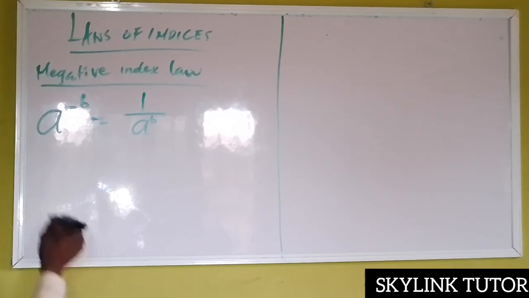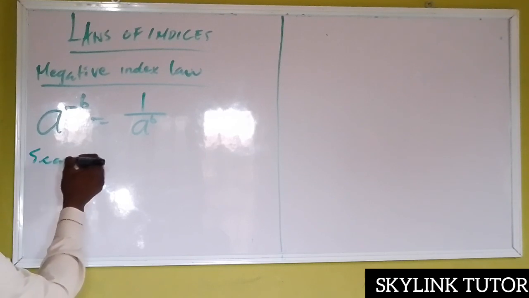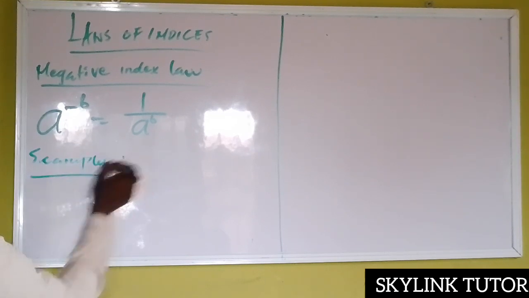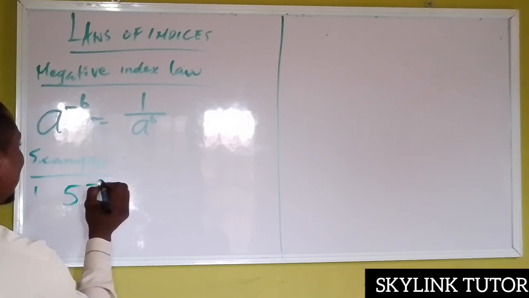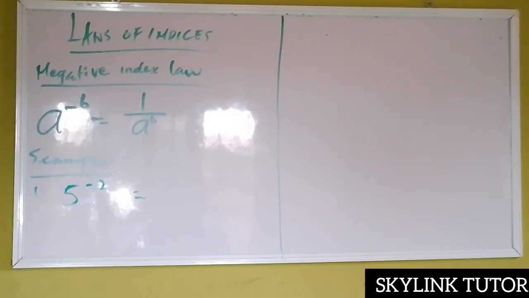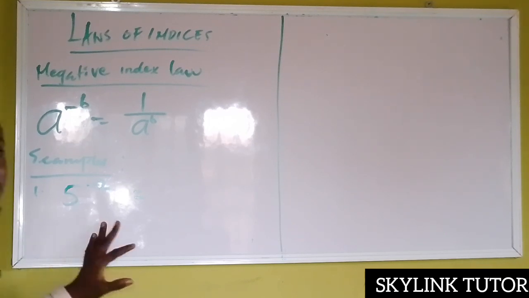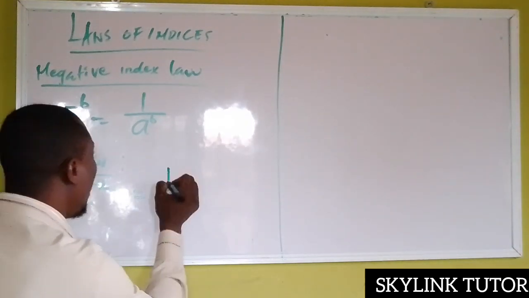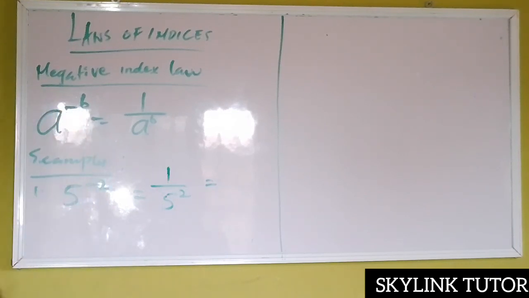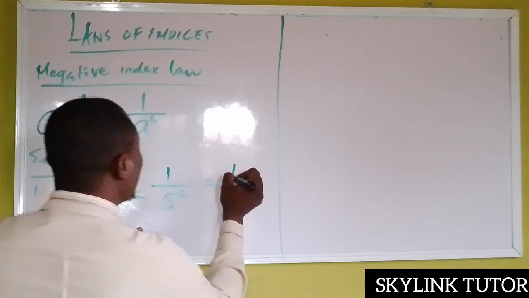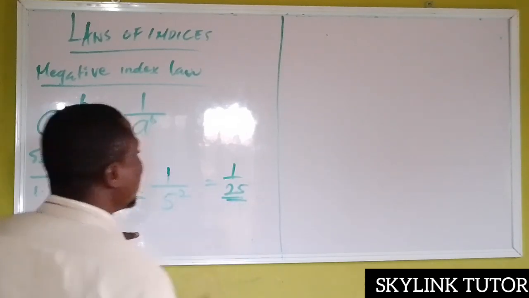If you look at it very well, let's take some examples. If I say 5 raised to power minus 2, what I'm telling you here is 1 all over 5 raised to power 2. Do you get? And when we say 5 raised to power 2, we have 1 all over 25. That is your answer.